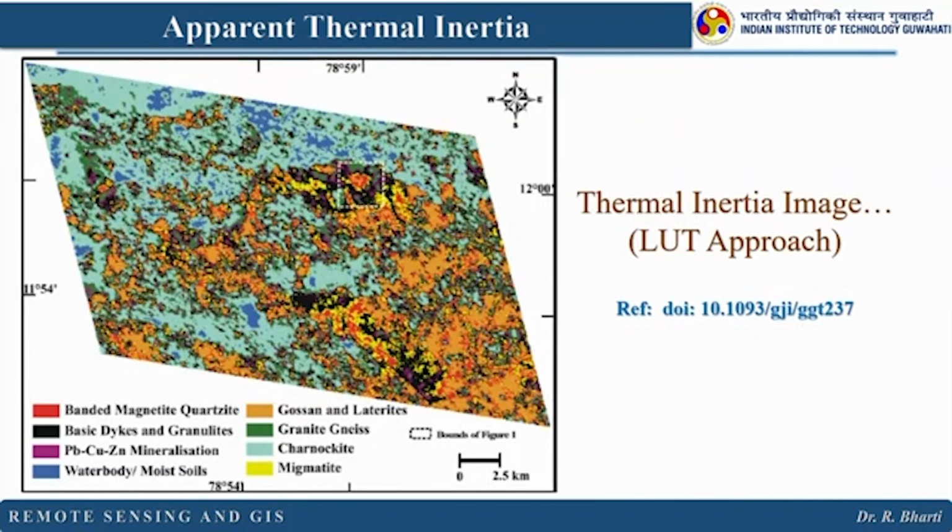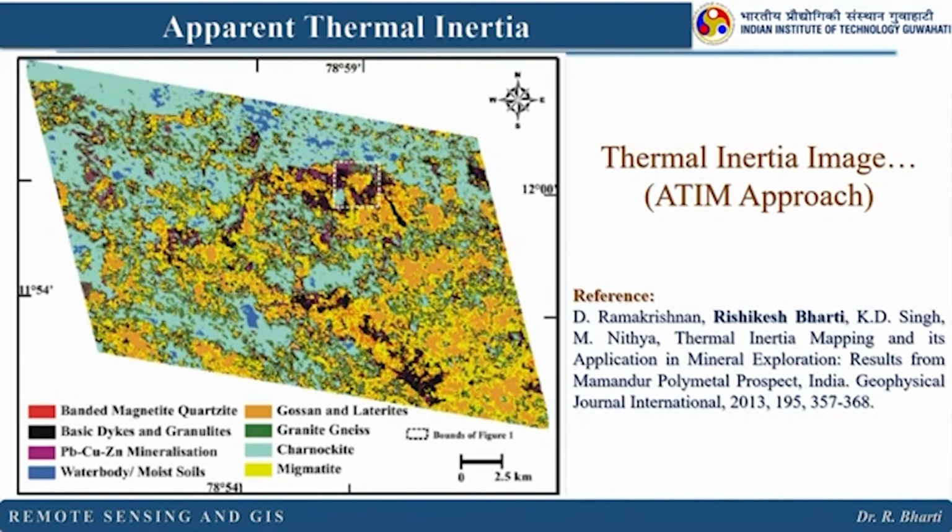And once you have that, if you use the lookup table approach, this is the output, this is apparent thermal inertia, and here all these colors indicate rocks and minerals, right. Here this is in case of the ATIM approach, and you can see the symbols and you can correlate them with this legend.